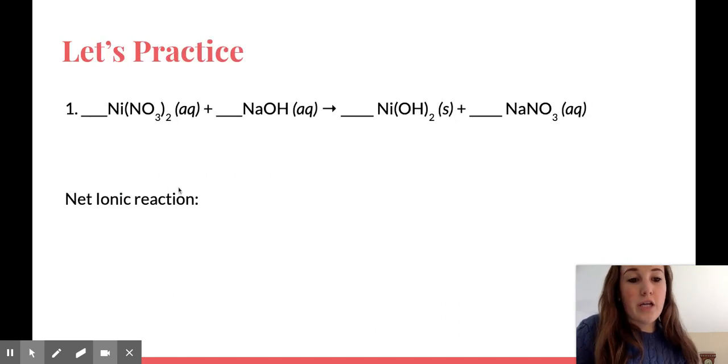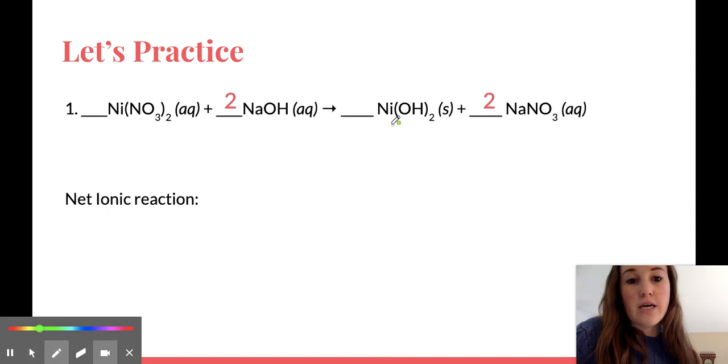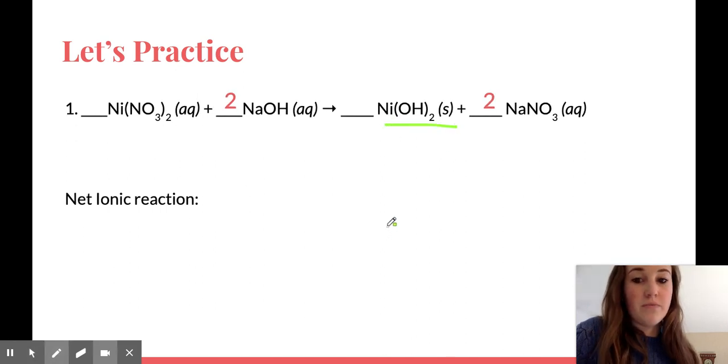So I'm going to look at number one from your practice problem. Take a second to get that out. What it's asking us to do first is balance. This goes way back to the beginning of the unit where you take inventory of either side. So I'm going to add a 2 in front of my NaOH and a 2 in front of my NaNO3. Now all of my reactants and products are balanced. Now I'm going to look at this one right here. I notice that this is my solid precipitate. That is now going to become my new product, the only product in my net ionic equation.